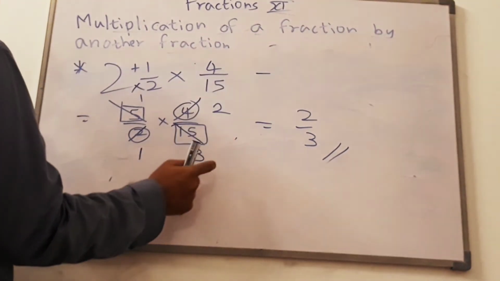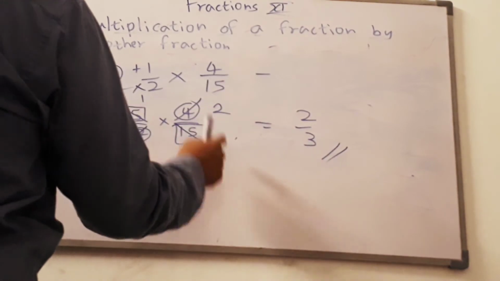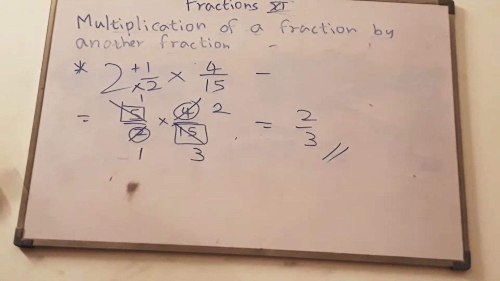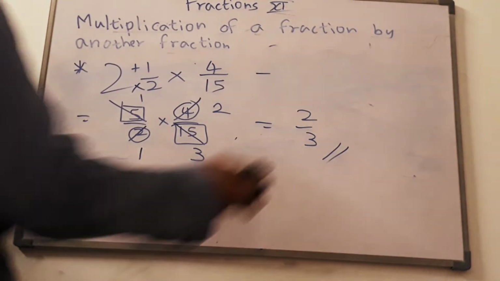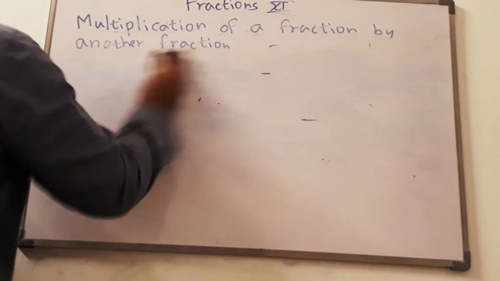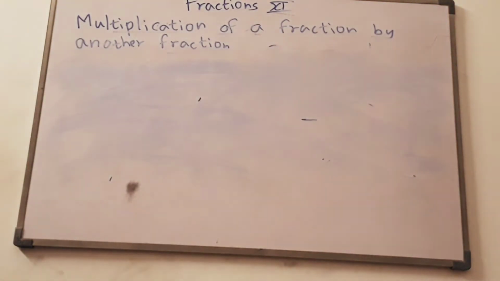2 is not divisible by 3. There's no common factor for 2 and 3. So 1 times 2, 1 times 3. This is the answer. Suppose a question like this now.